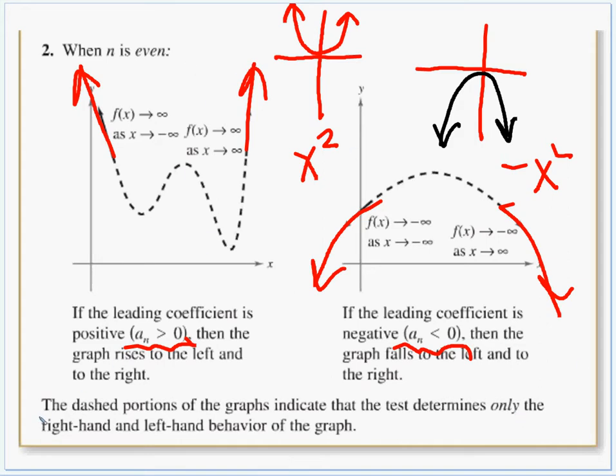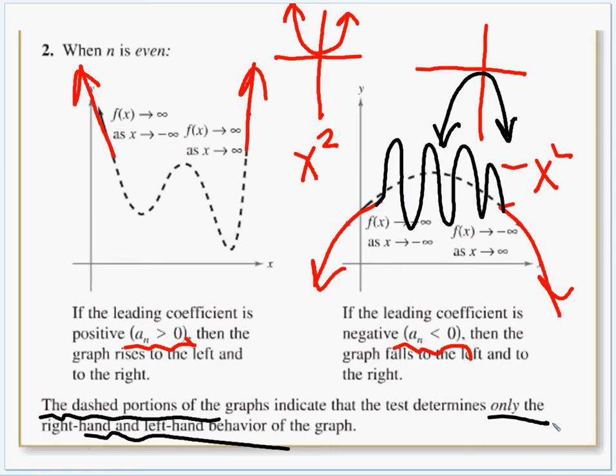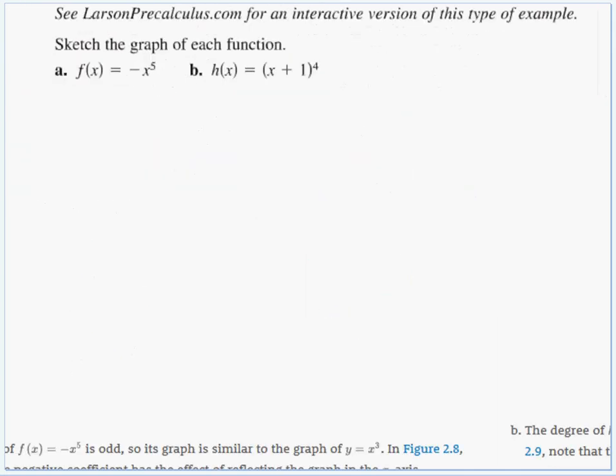Okay, and here at the bottom, the dashed portion of the graph indicates that the test determines only the right and left-hand behavior. The graph in the middle might be doing some other stuff we're not sure of, but we know in the long run where that graph is going to head. So let's go back and look at example 1 now.